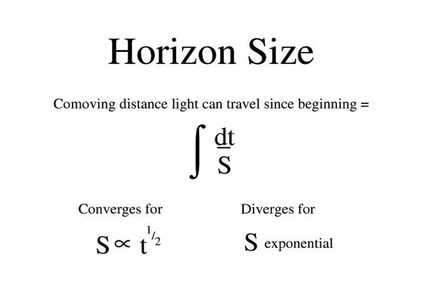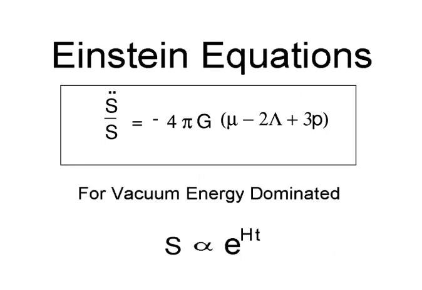In such a universe, the integral of 1 over the scale factor diverges as one goes back in time. This means that different regions in the early universe could have communicated with each other and come to equilibrium at a common state, explaining why the microwaves look the same in different directions.